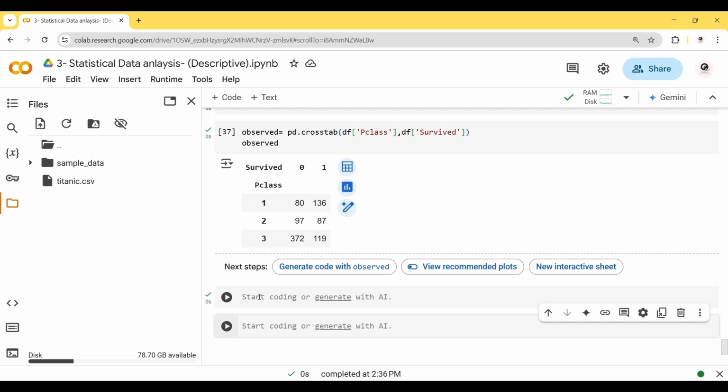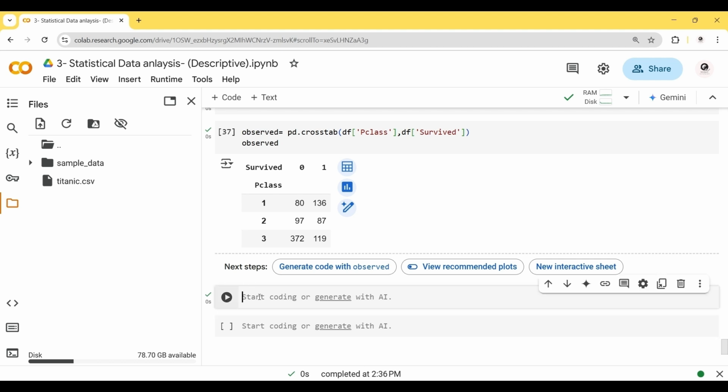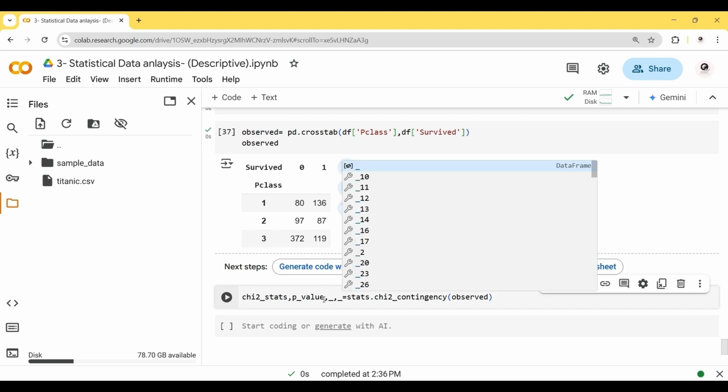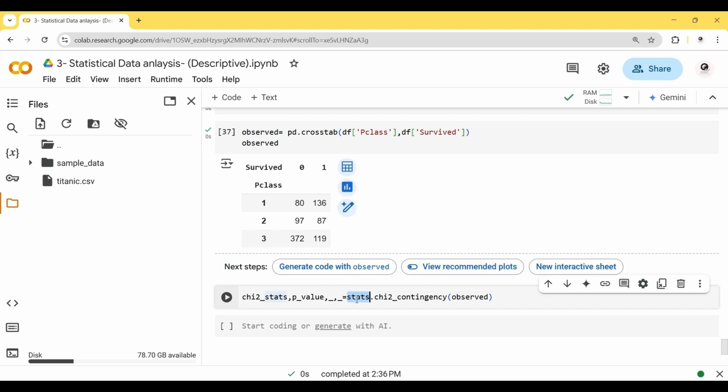So here, first of all, I am going to use 4 variables. So the first variable name is chi-square statistics. Second variable name is p-value. Then there will be a third variable which is empty, and there is one more variable which is empty. Then I am going to call my stats module and call the chi2 contingency function. Here I will pass my observed data. Let me run this out.